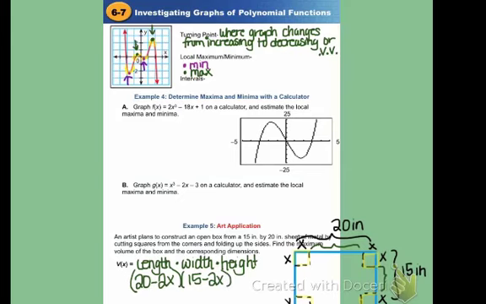And then finally the height. Well, the height is actually going to be this dimension right here. See this dimension right there? When you fold that up, that's going to create the height of the box. And so the height is x.